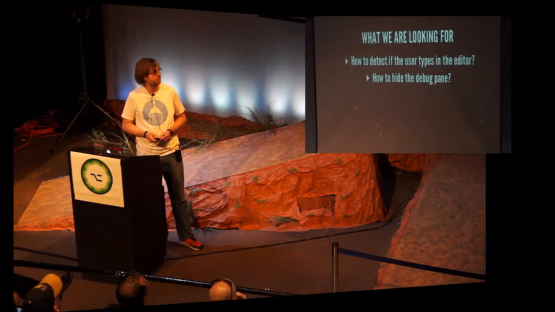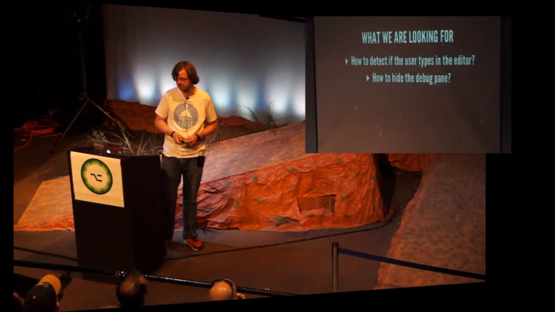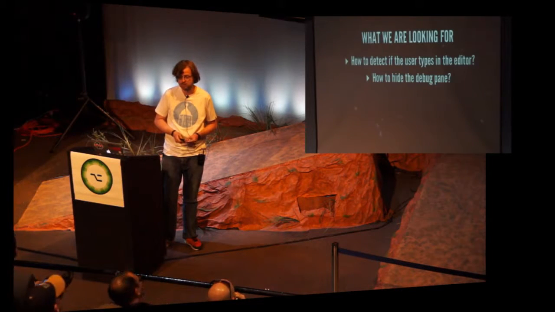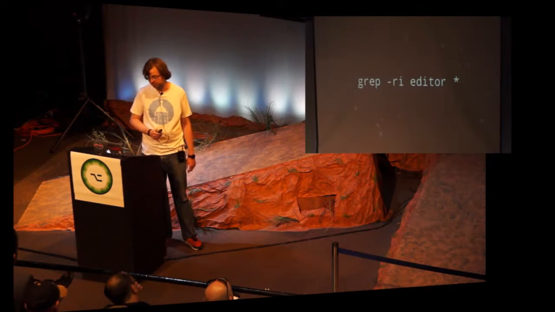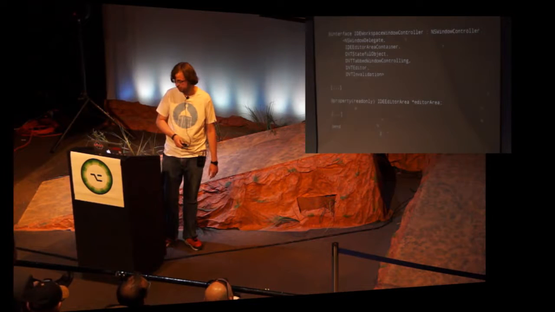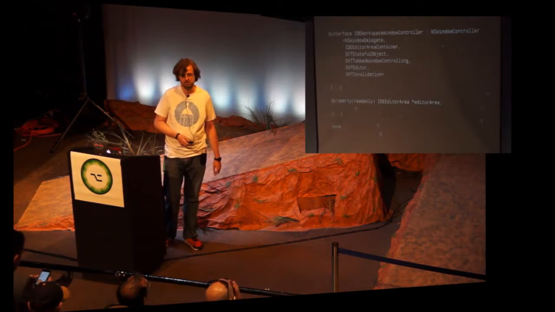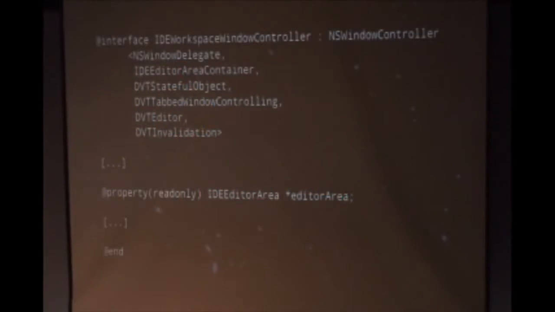So now back to our plugin which we want to build. We have basically two problems to solve. The first one is how do we detect that the user is typing? And the other one is how to hide the debugger. So I started with just grepping for editor in the headers. What I found was this, the header for the IDEWorkspaceWindowController. This is basically the controller for the main window you see of Xcode for a workspace. And in there you have the editor area property.